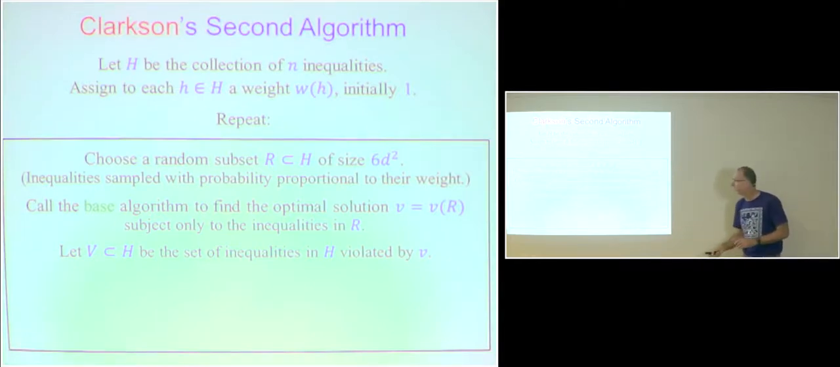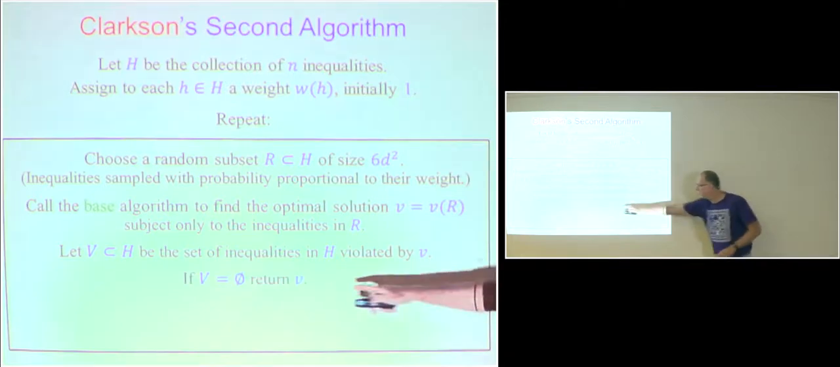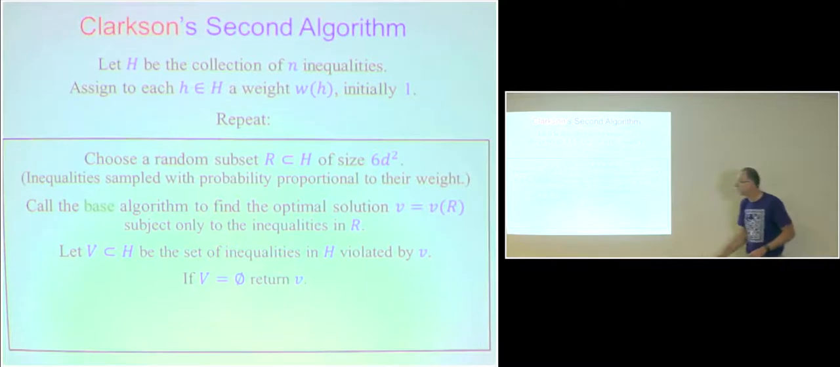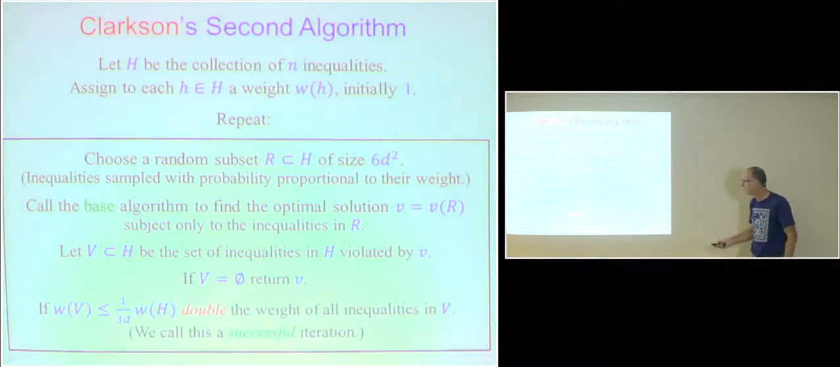Okay, now what do we hope would happen? We hope that this set V is not too large, right? If V is huge, then it seems that we may not have gained much from this iteration. But this is the best case scenario: if V is empty, we found a solution.